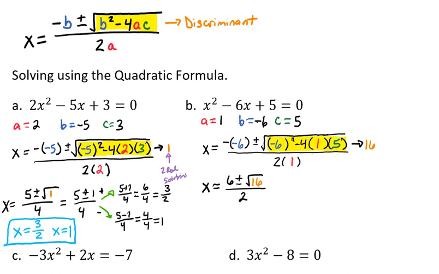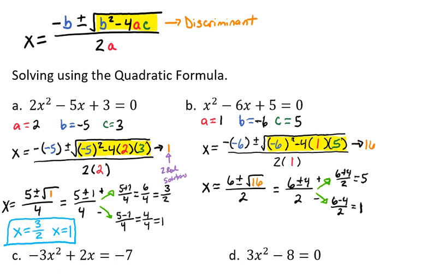So we have x equals 6 plus or minus the square root of 16 divided by 2. And that's really going to be 6 plus or minus 4 divided by 2. And then we're going to break this into 2 problems, one using the plus and one using the minus. If we take 6 plus 4 and divide that by 2, that's going to give us a value of 5. If we take 6 minus 4 and divide that by 2, that's going to give us a value of 1.